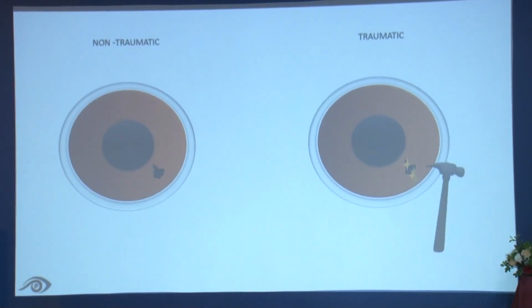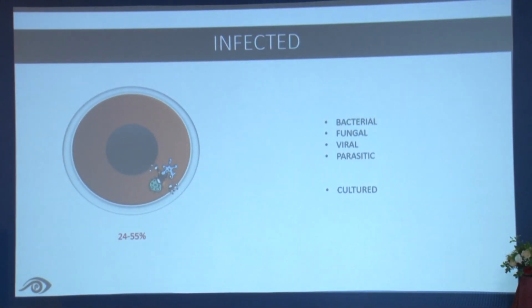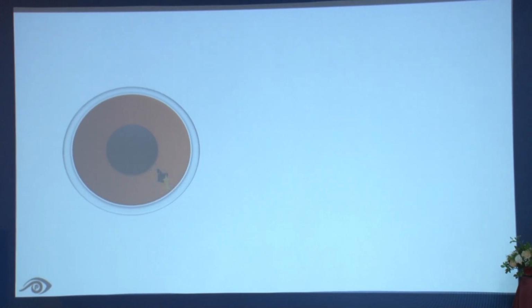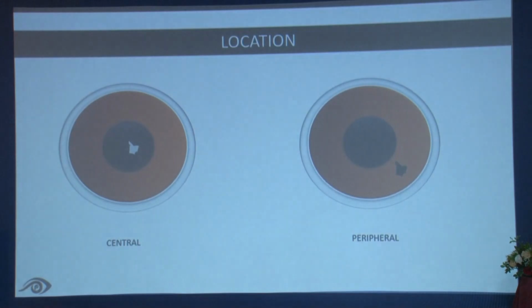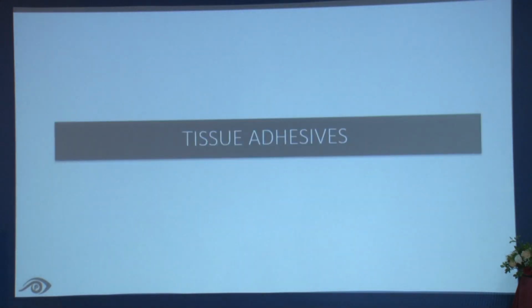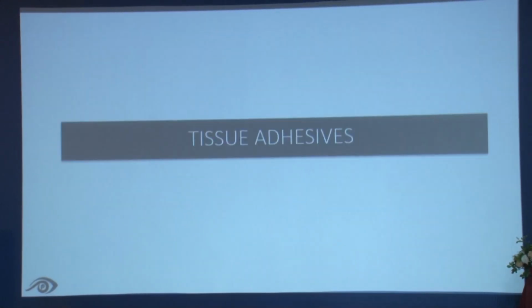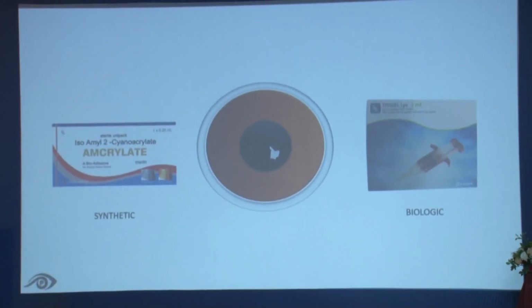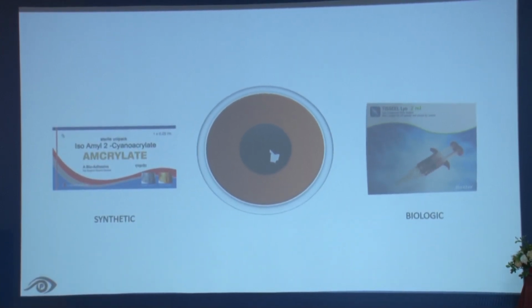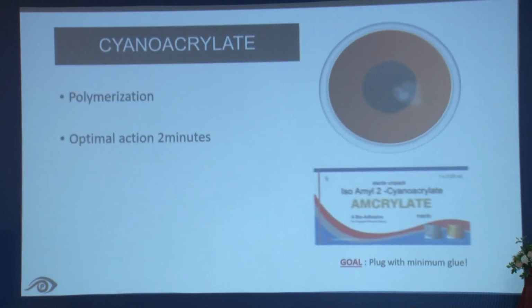So the perforation can be traumatic or non-traumatic. In that, it could be infected or non-infected. So there are multiple causes for non-infected ulcer. And in location, it could be central, mid-peripheral, or peripheral. So multiple modalities are being tried. The first one I'll be discussing is the tissue adhesives. Most commonly we use the cyanoacrylate glue. So I'll be discussing the cyanoacrylate and the fibrin glue as well.